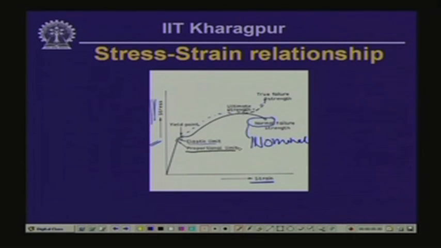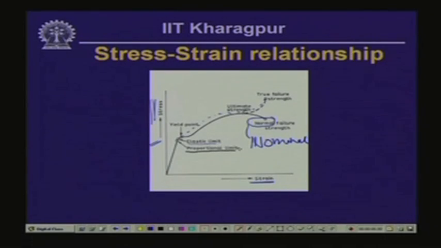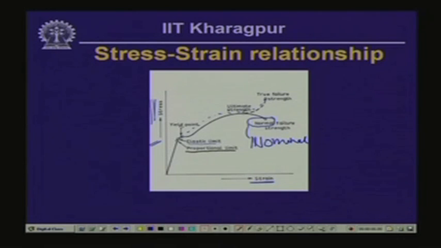Now, the stresses that we compute with reference to the original cross sectional area of the bar, we call the nominal stresses and correspondingly the nominal strain. Otherwise, if we compute the stresses with reference to the changed cross section of the bar, we call that stress the true stress and the corresponding strain the true strain. So, here what we have plotted is the nominal stress and strain.